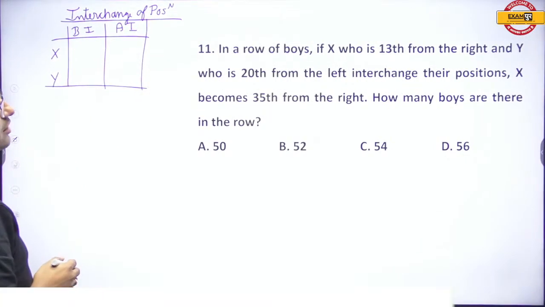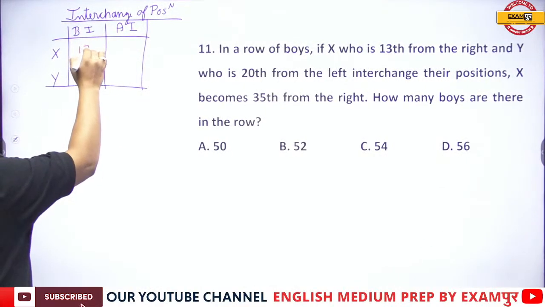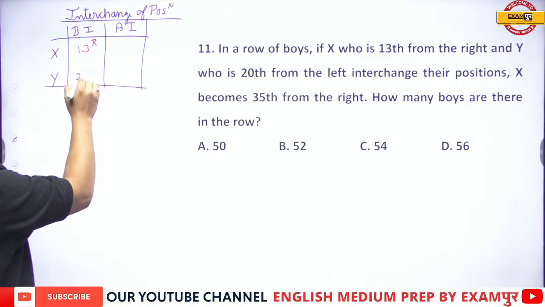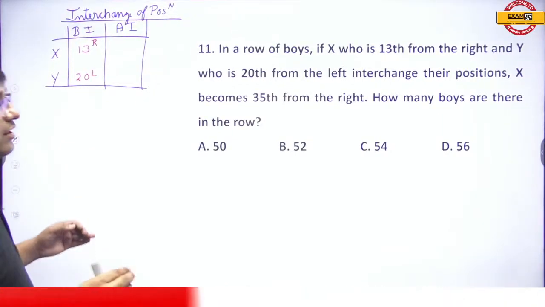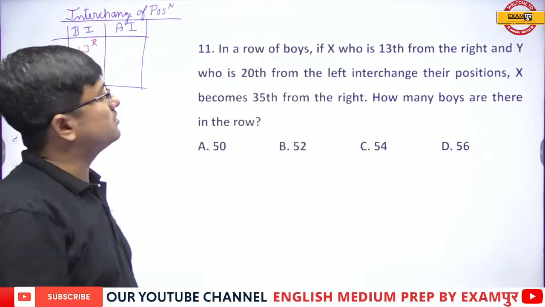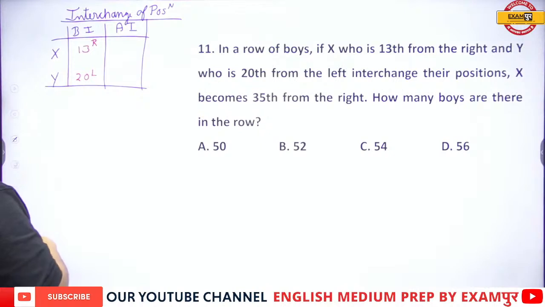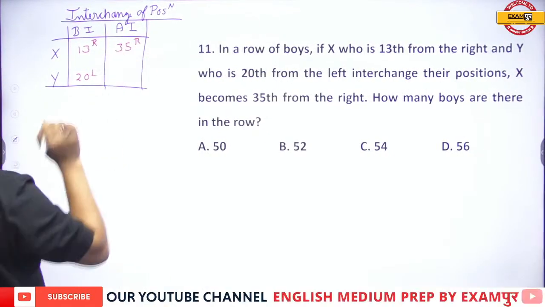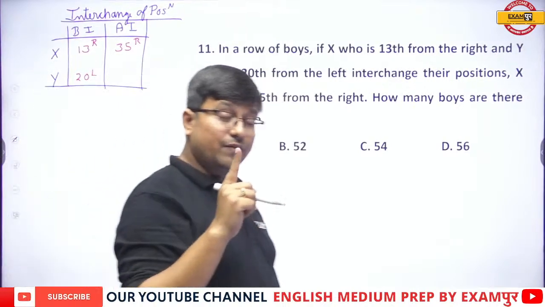Okay, so now if I further explore the things over here, it is clearly mentioned in a row of boys, if X who is 13th from the right end and Y who is 20th from the left end interchange their position, X becomes 35th from the right end. Now see, this is a point to be understood.